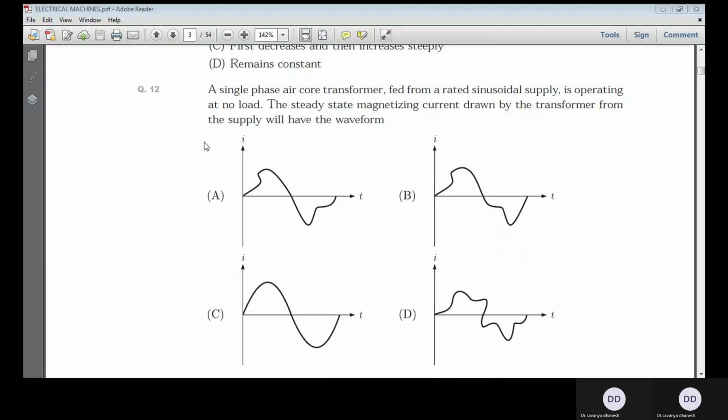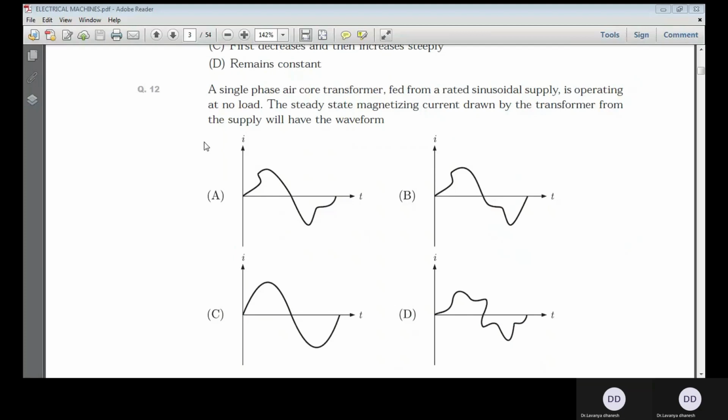Next question. A single phase air core transformer fed from a rated sinusoidal supply is operating at no load. The steady state magnetizing current drawn by the transformer from the supply will have a waveform. So they have given a single phase air core transformer fed from a sinusoidal supply, operated at no load. How will the waveform be for that magnetizing current, they are asking.